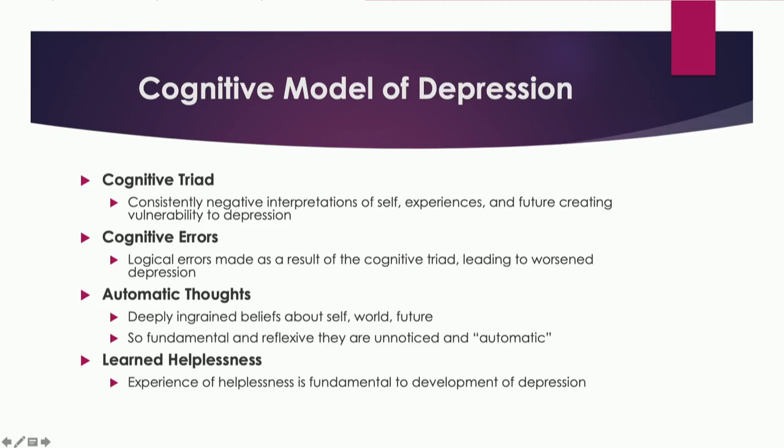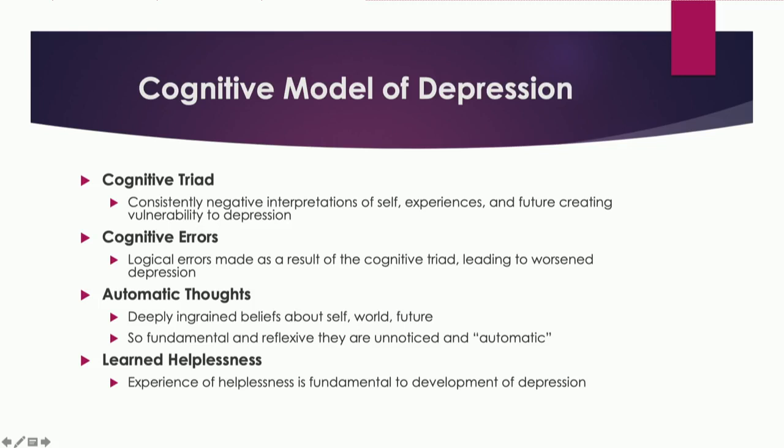Beck's theory also emphasizes automatic thoughts, which are beliefs about the self, world, and future that are so fundamental and so deeply ingrained that we do not notice them. They're automatic. Beck theorized that depressed people demonstrate a pattern of deeply negative automatic thoughts. For example, I will never succeed no matter how hard I try, or no one would ever want to be with me, or I'm not as smart as other people.